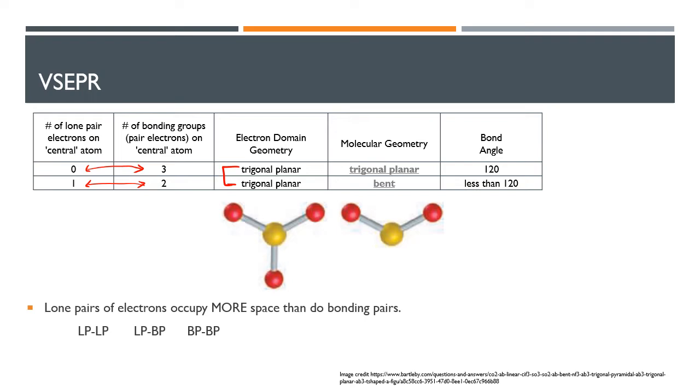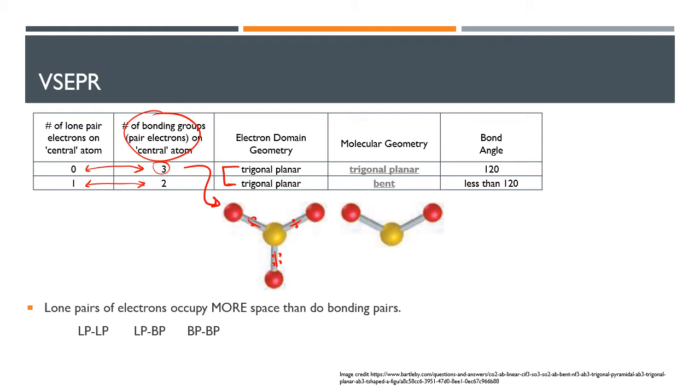So this model is showing us 0 lone pairs and 3 bonding groups. So these bonds could be single, or maybe there's a double, but the idea is that there's 1, 2, 3 bonding groups on the central atom. This is going to lead to this trigonal planar molecule.